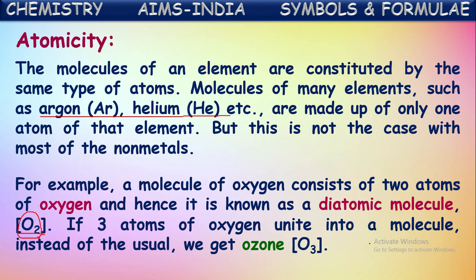If three atoms of oxygen unite into a molecule instead of two atoms as usual, then it will form a molecule with the formula O3. This is called ozone. So ozone constitutes three atoms of the same element oxygen. As there are three atoms in the same molecule, it can be called a triatomic molecule. So in this way, the number of atoms in the molecules of the elements differs from one element to another.